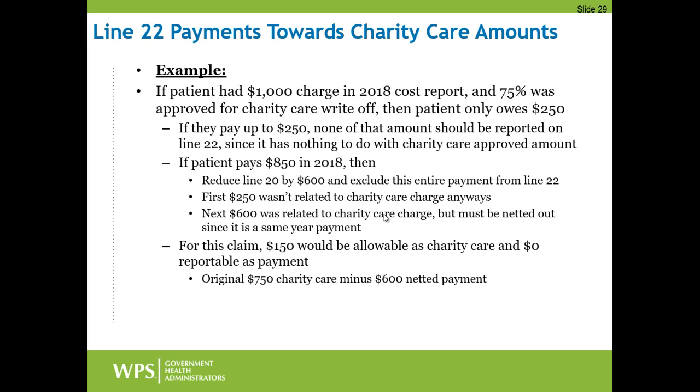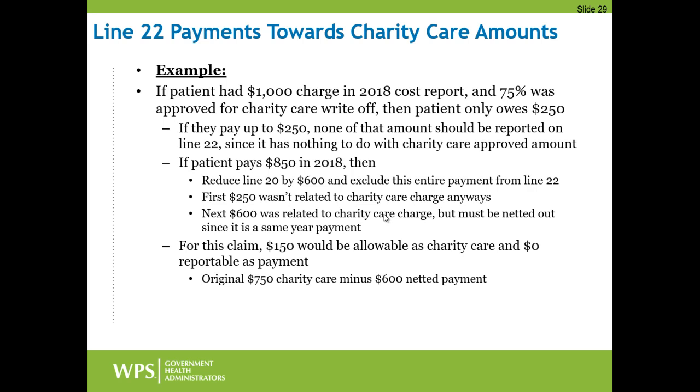So let's take a look at a numerical example of this. If the patient had a $1,000 charge in 2018 cost report, but 75% was approved for charity care, the patient out of that claim is only going to owe $250. Now, if they pay, let's just say they pay in 2019, they paid $250 or anywhere up to $250, that's the portion they were expected to pay anyways. That's the non-charity care portion.